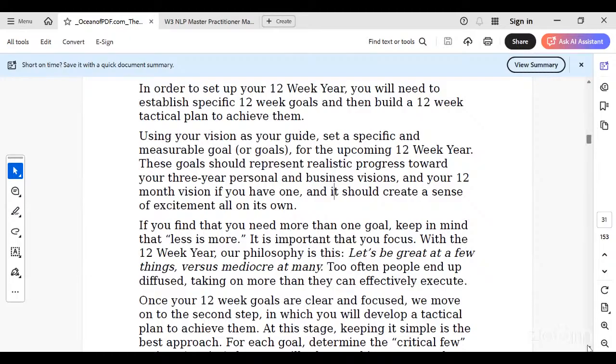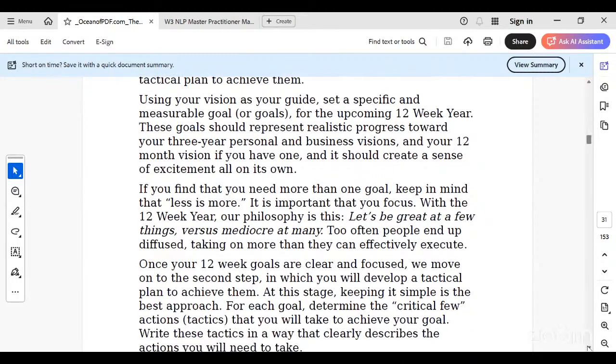If you find that you need more than one goal, keep in mind that less is more. It is important that you focus. With the 12-week year, our philosophy is this: let's be great at a few things versus mediocre at many. Too often, people end up diffused, taking on more than they can effectively execute.